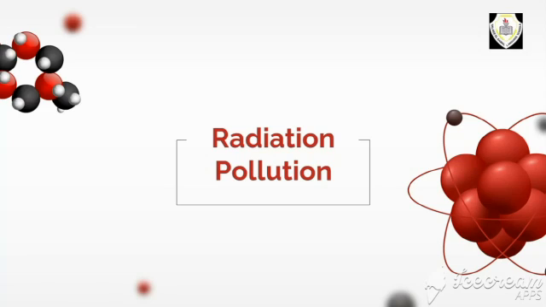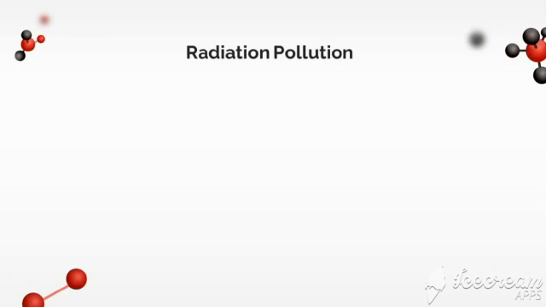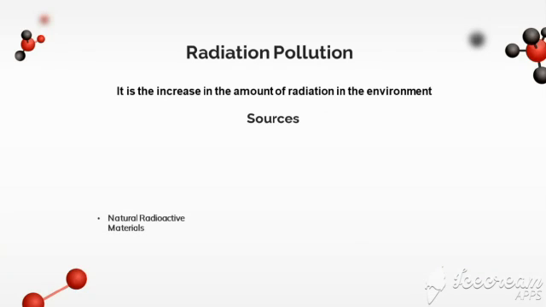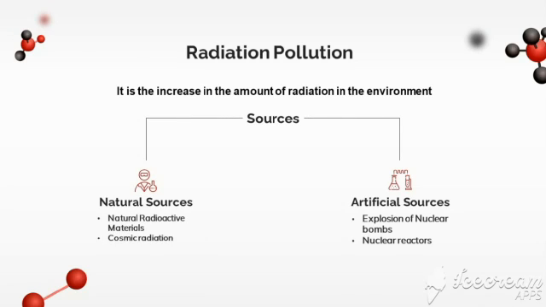Radiation pollution. Radiation pollution means the increase in the amount of radiation in the environment. It has many sources. Natural source or artificial source. Natural source as the presence of natural radioactive elements or cosmic radiation. Artificial source like explosion of nuclear bomb or nuclear reactors that gives many radiation.